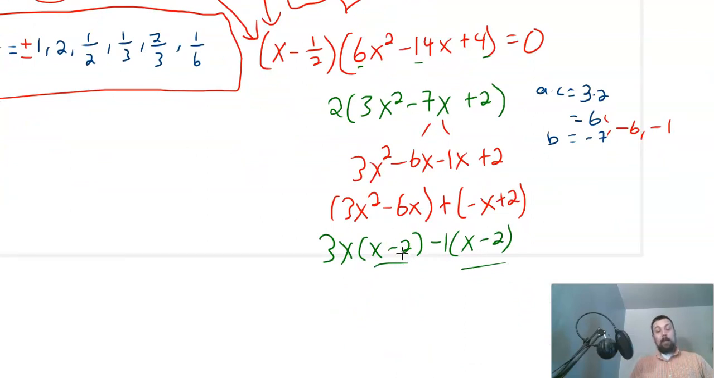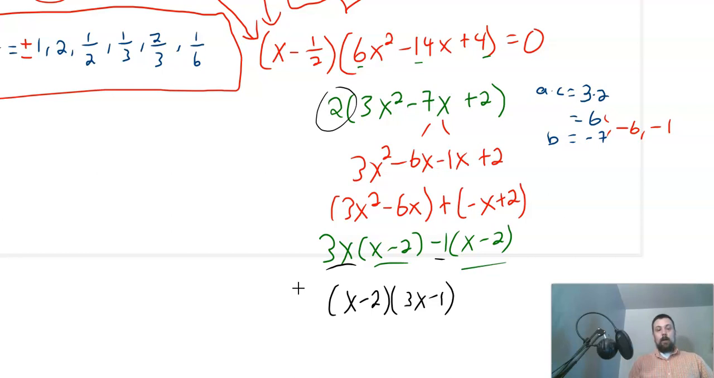If these don't match each other, then factor by grouping is not working, and that means you're not able to factor it. These have to match for us to do this last step, which is factor out the x minus 2. And then what's left over is 3x minus 1. And now I have factored this polynomial.